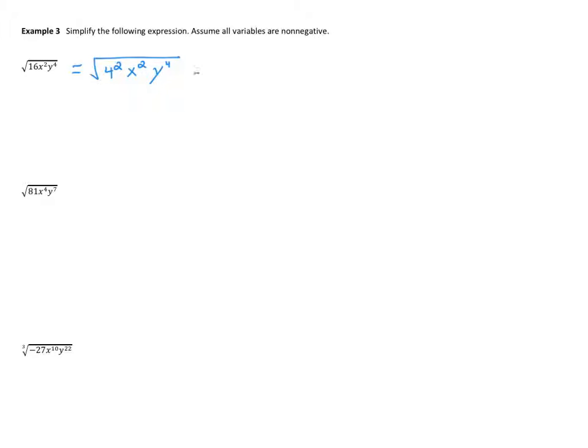The reason this simplifies really well is that this means 4 squared times x squared times y to the fourth, all to the 1/2 power. We can simply divide every single exponent by 2, which gives us 4x and y squared. Because I've assumed all the variables are positive, I don't have to worry about any absolute values, and this would be my final answer. So it's pretty simple because, again, each exponent was divisible by 2.